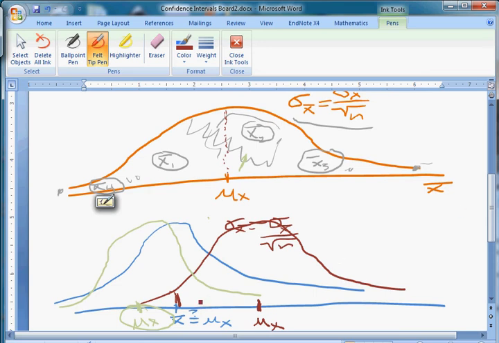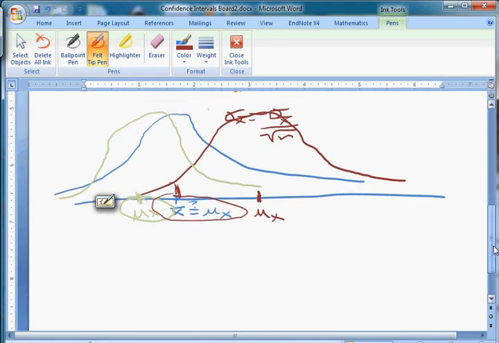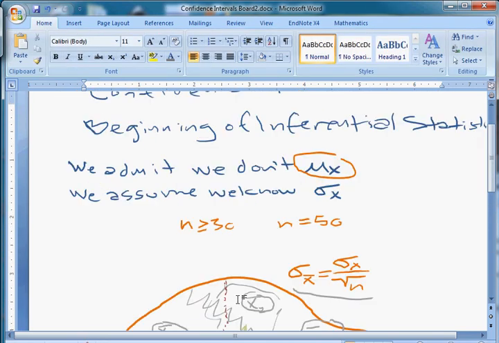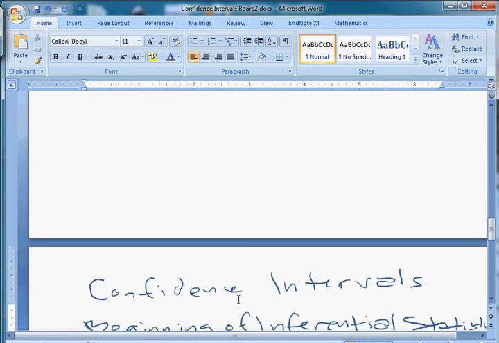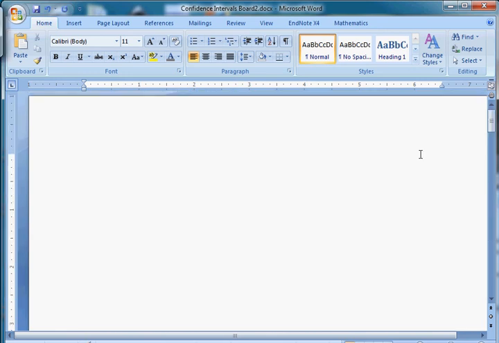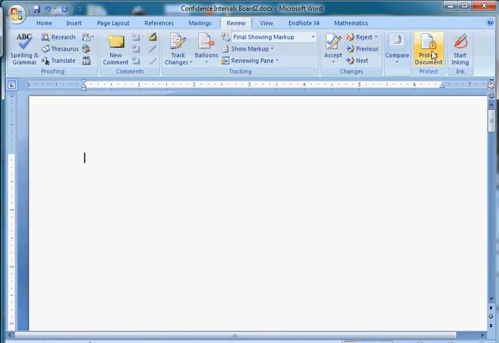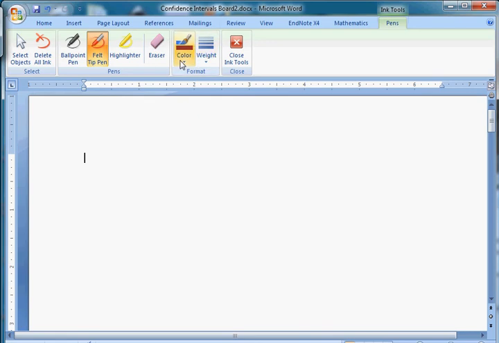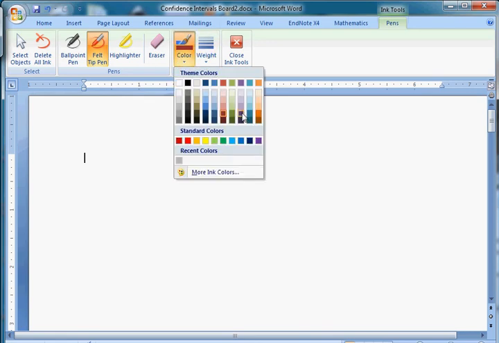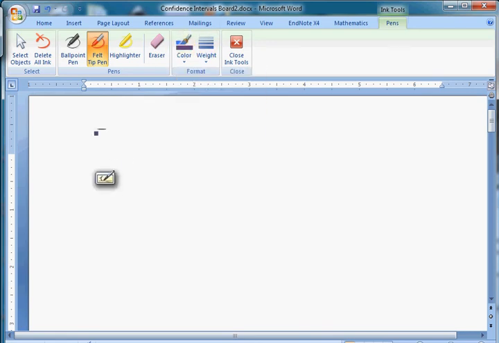So we know that we're wrong. Our best guess is mu x. But based on the fact that we know something about the sampling distribution, we can make some inferences about what the true value is likely to be. So what we can say is, okay, I'm going to draw a sample. I'm going to select a sample. I'm going to get an x bar.